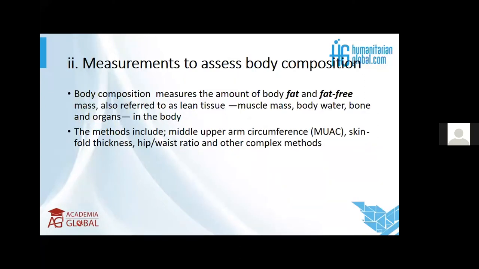Now, we have come to the second part of the anthropometric measurements. We said the anthropometric measurements are generally categorized into two, those that are used to assess growth. We have looked at some of them, and now we are going to look at the ones that assess body composition. Body composition refers to the components of the body. The body is composed of various components: we have the organs, the fluid, the bone tissue, the fat tissue, and the muscle tissue. So generally, body composition is the body fat and the fat-free mass.